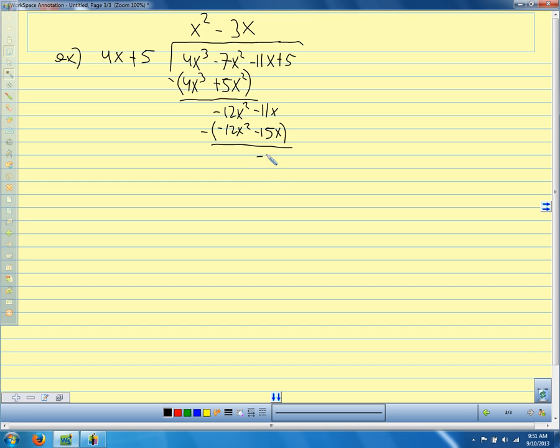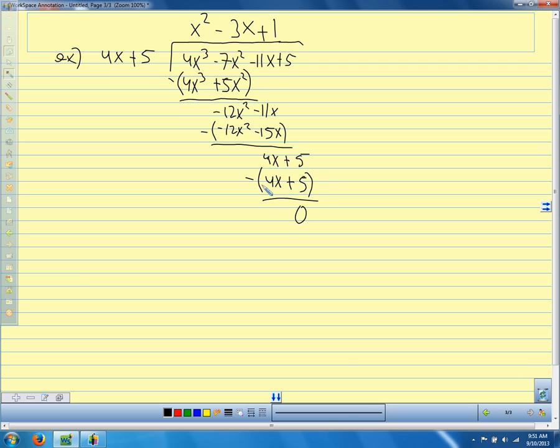Positive 4x plus 15, right? So plus 4x, okay? Bring down the 5. All right, what goes in next? Plus 1. And I get 4x plus 5, remainder 0 when I subtract. So what does that tell us about 4x plus 5? It's a factor.